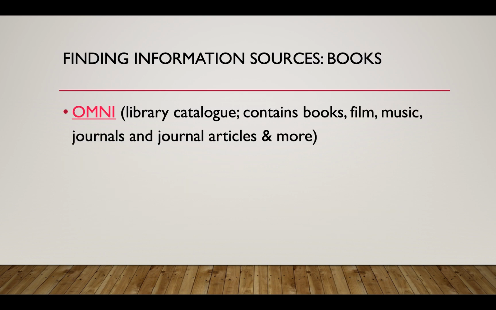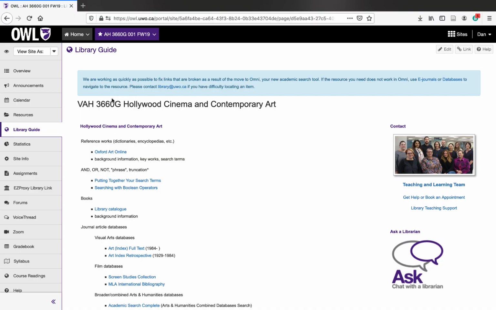Books can be a good source for background reading. To find them, you should search in Omni. Omni is the name of our new library catalog. It contains books, films, music, journals, journal articles, and more. You can get to Omni from the Library Guide in OWL. Here it is, Library Catalog.